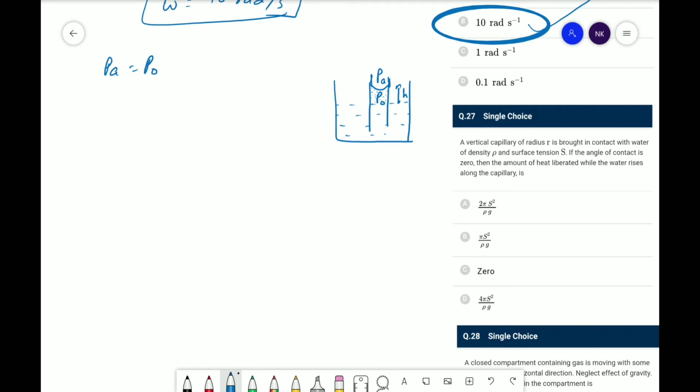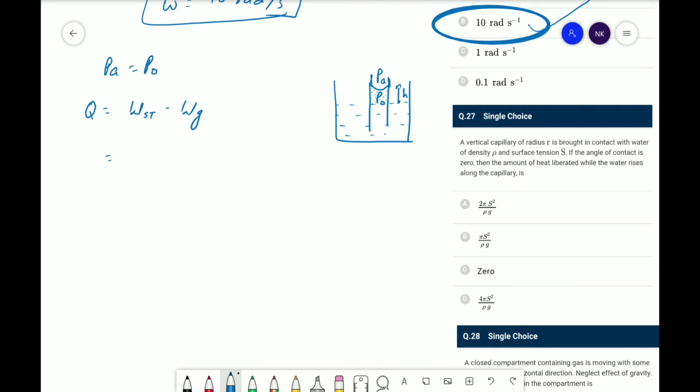Okay. So here there are two conditions. We have to find out the heat liberated. So heat liberated means Q. So Q is the work done by the water due to the surface tension minus the work done due to the glass. In the glass we know that surface tension gives 2T upon R.